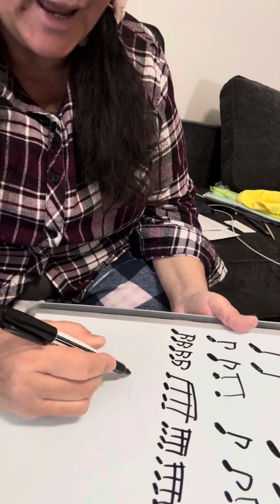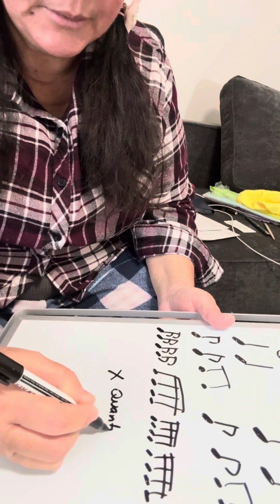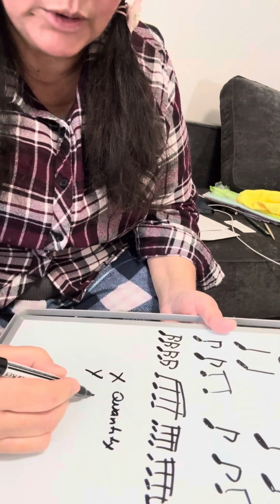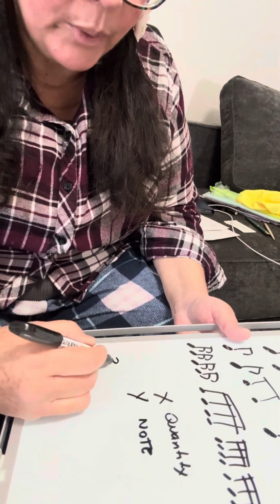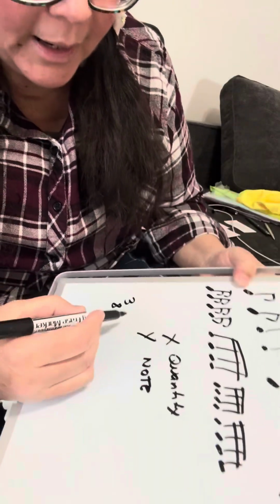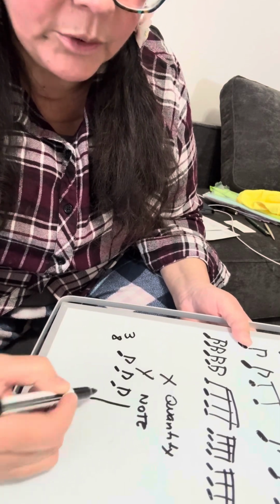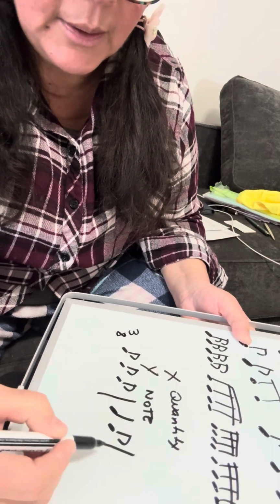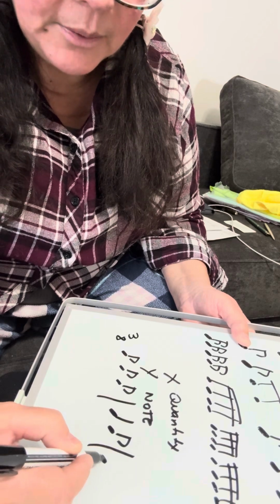In the time signature, the top number is the quantity. And the bottom number is the note. For example, if I want 3/8, I need to have 3 eighth notes per measure. So I can put 3 eighth notes in one measure, or I can add 1 quarter note plus 1 eighth note, or I can add 6 sixteenth notes.